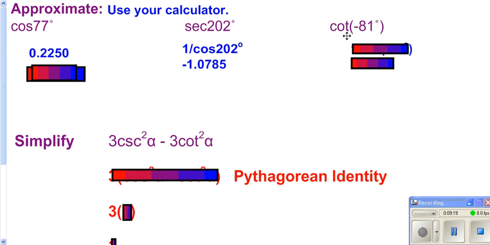Over here you have cotangent. Your calculator does not have cotangent, but it does have a tangent. Remember that cotangent is the reciprocal of tangent. So you do the reciprocal of tangent, 1 over tangent of your 81 degrees, and that's what you need to go ahead and type in.